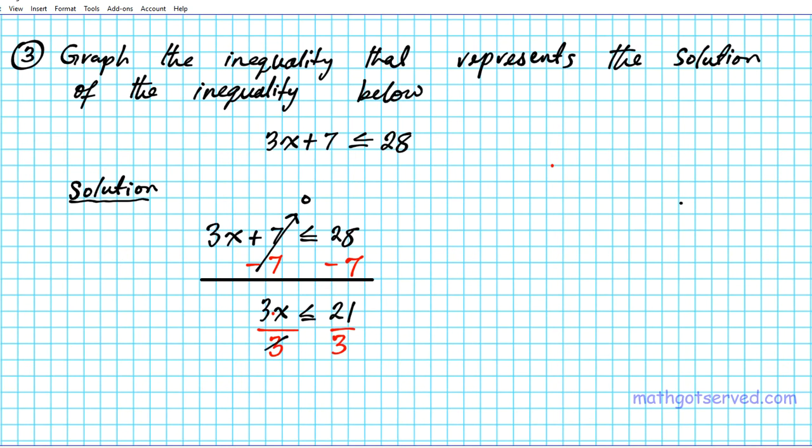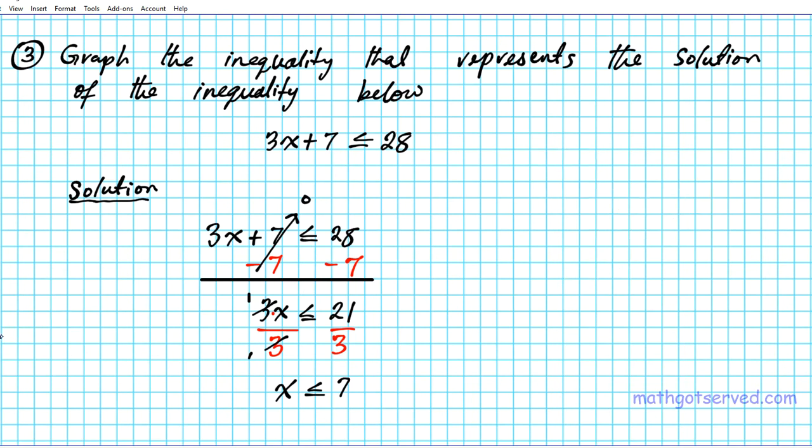Divide both sides by 3. 3 goes into 3 one time. And then we have x is less than or equal to 21 over 3, which is 7. So the question is, do we switch the inequality symbol in this situation?